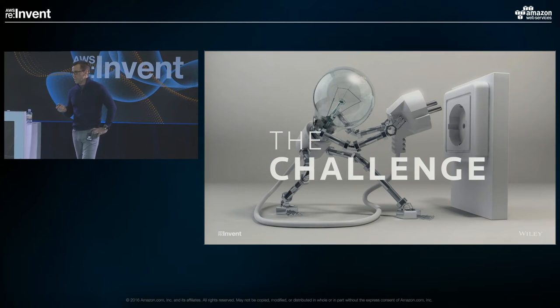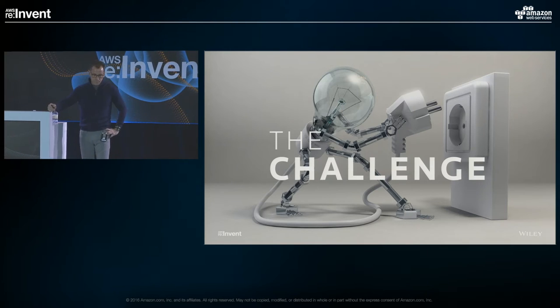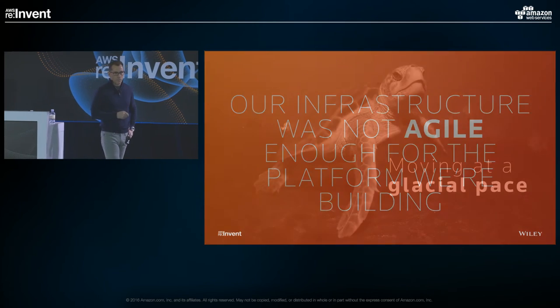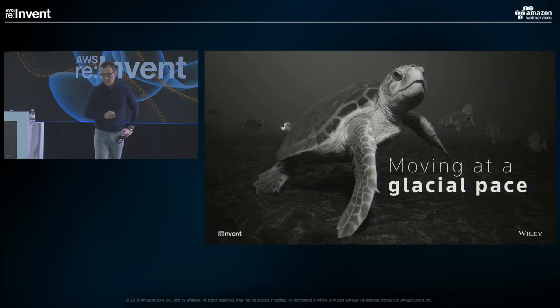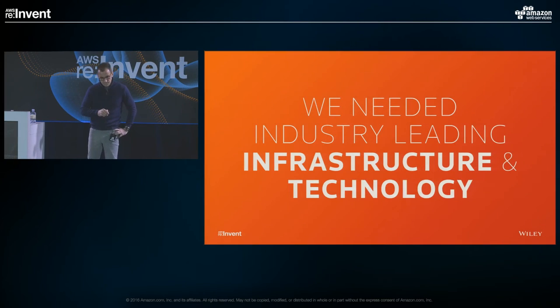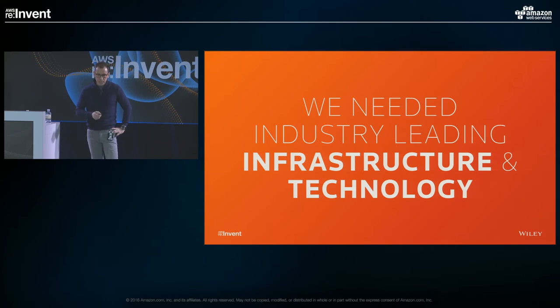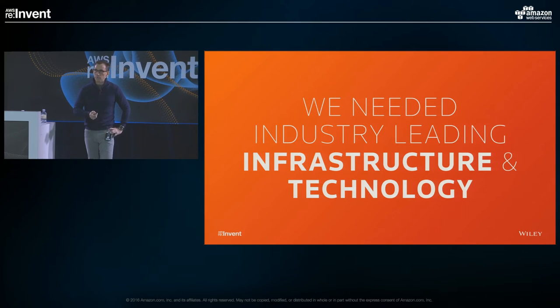So we had a great strategy, but there were challenges in execution. Namely, our on-prem infrastructure ecosystem was not going to support our ambitions. We needed to deploy infrastructure and procure software quickly. But we were moving at a glacial pace. So we were not going to realize the scale, agility, and speed from on-prem. So we needed to move to the cloud quickly.